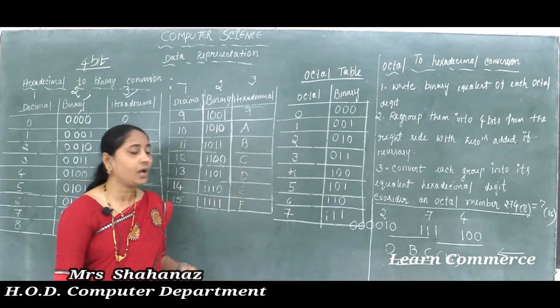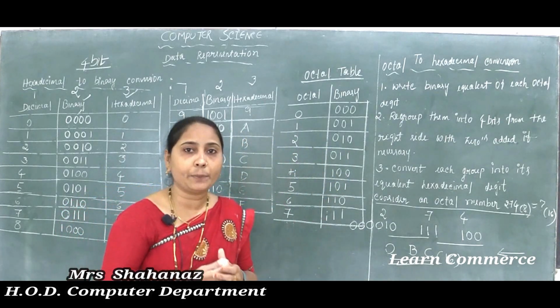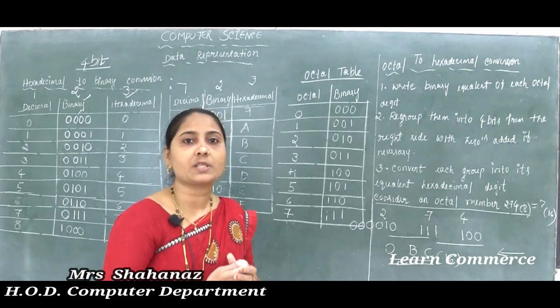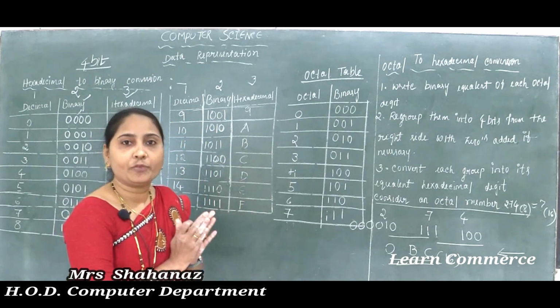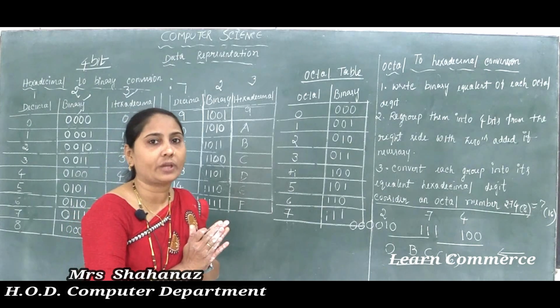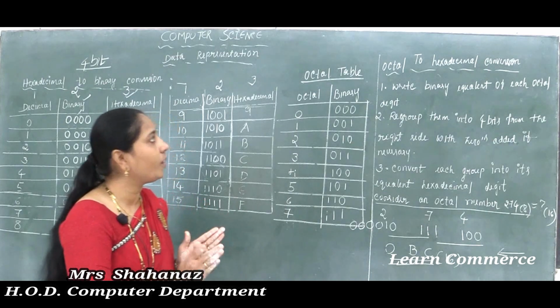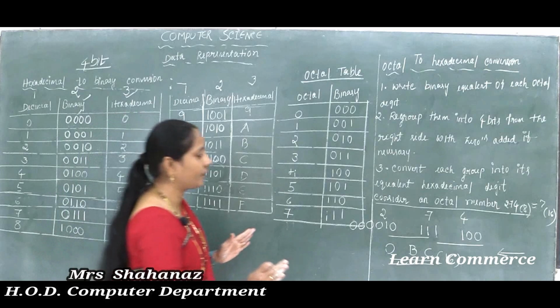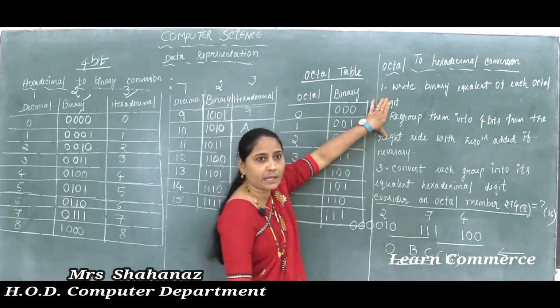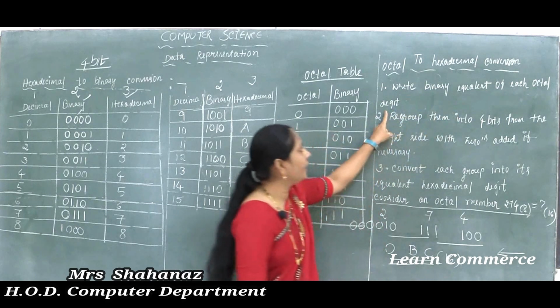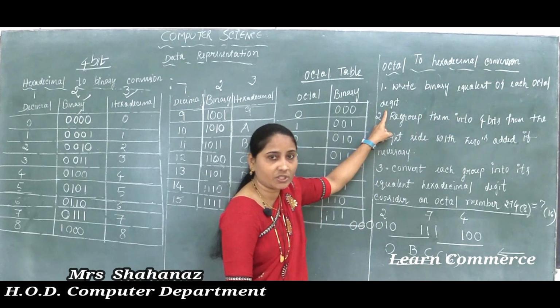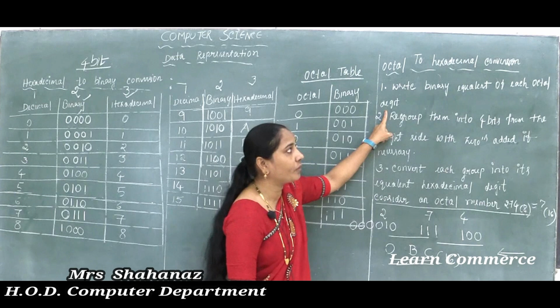So clear this point here, how we need to convert just depends on following some of the steps of our octal to hexadecimal conversion. If you know all those steps, very easily you can find out the answer of our octal to hexadecimal conversion. We need all these steps. The first step is to write the binary equivalent of each octal digit. Clear this point here, the binary equivalent of each octal digit.